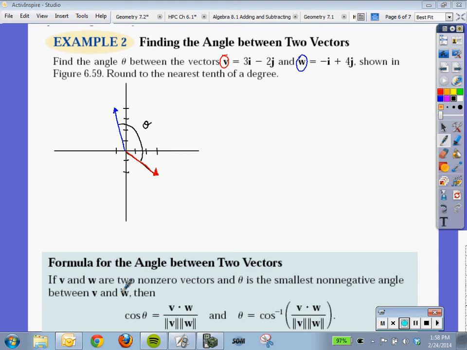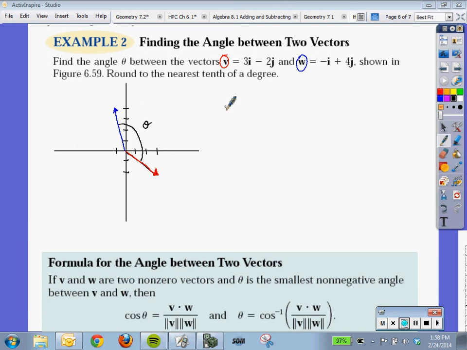Say that again, Dylan? Well, remember that the inverse cosine will give you an angle between 0 and 180. So no. But that was a good question.